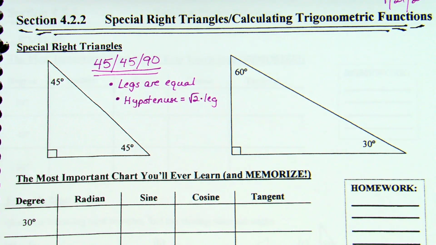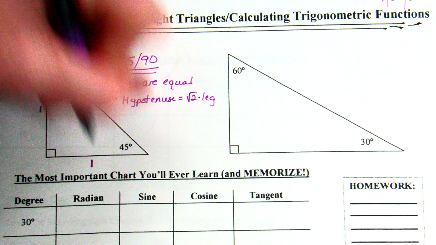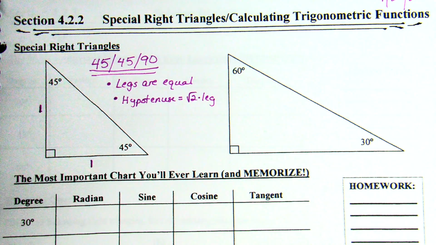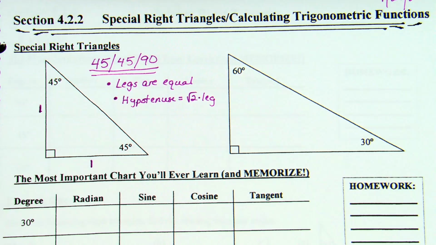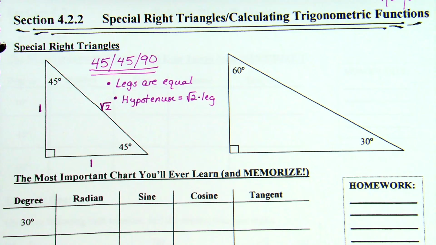Now, when we use this for our chart, I'm going to assign the legs the value of 1. So if each leg has a length of 1, what does that mean about the hypotenuse? The hypotenuse has a length of square root of 2. And as I said, we'll use that to create our chart in a little bit.